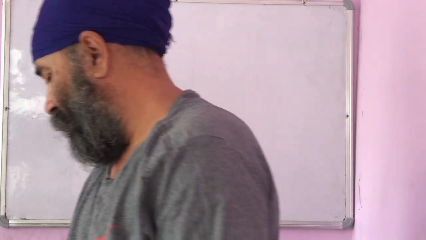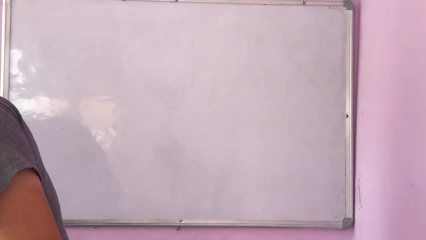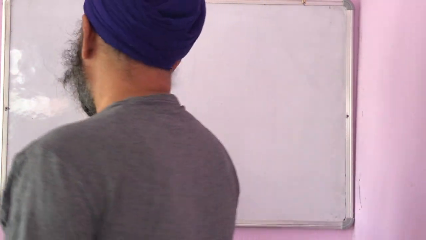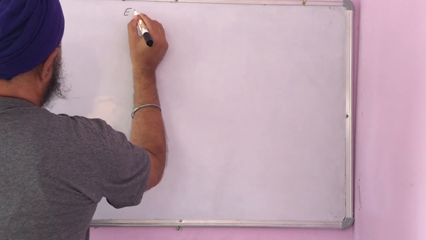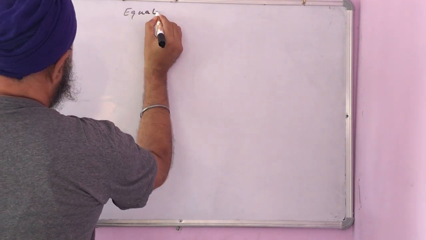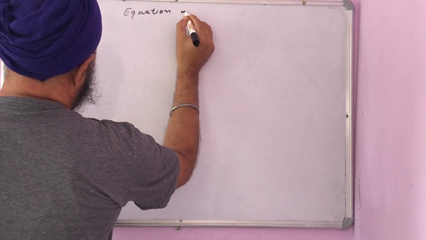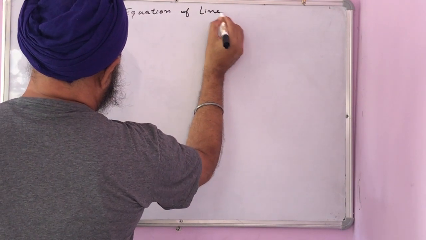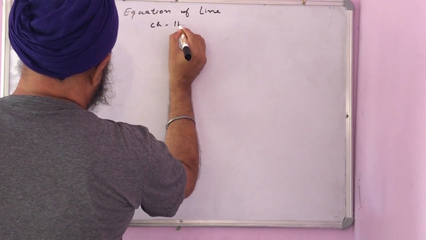This is the last chapter and it has a vast syllabus. Too many exercises are there, and there are many questions in each exercise. So chapter 14 is equation of line. Chapter 14.